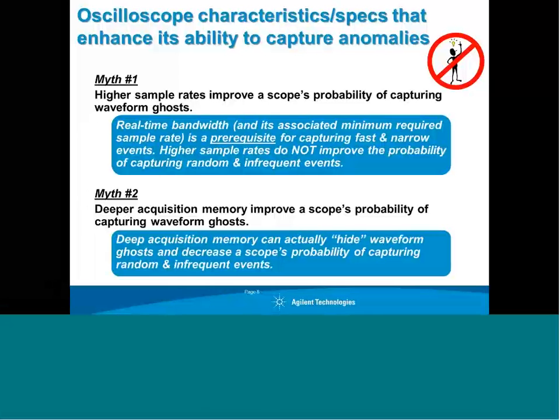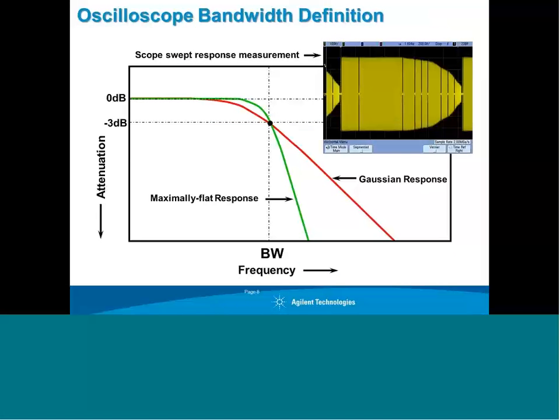The second myth is deeper acquisition memory will improve a scope's probability of capturing events. Now, technically that's true. If you have a deeper memory, capturing a wider time span of signals, it does improve the scope's probability of actually capturing it, so long as you can still maintain a high sample rate. However, a deep acquisition on a scope will actually hide any kind of waveform ghost or intermittent events, and it can also decrease the scope's probability of capturing infrequent things, and we'll talk about that a little bit later.